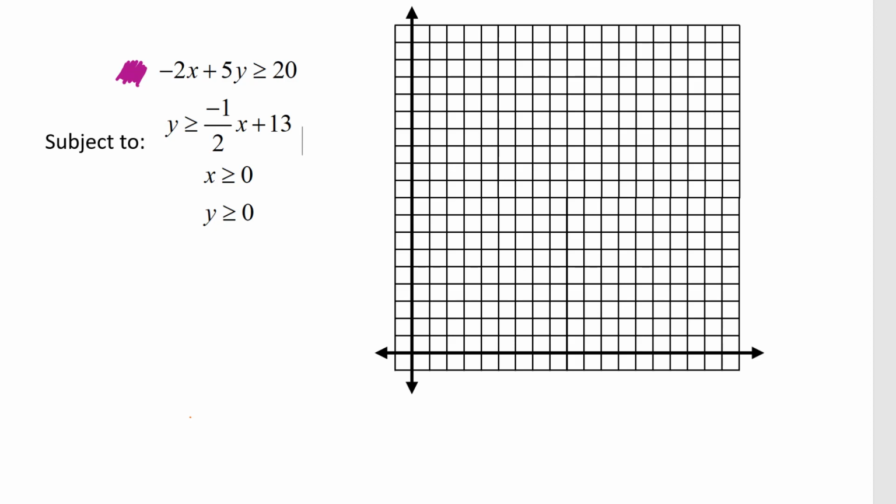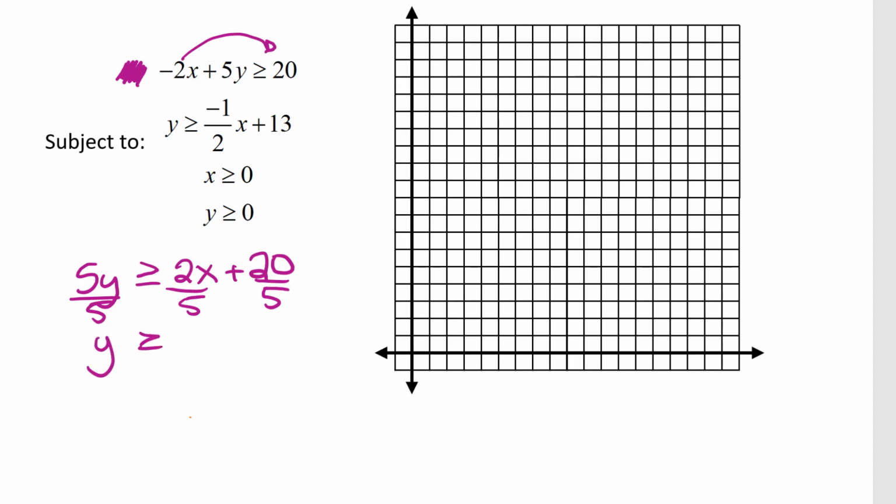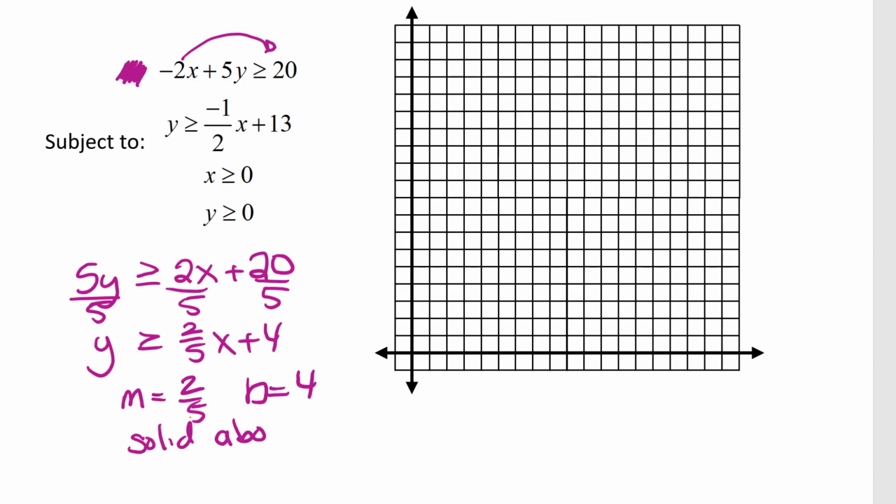So I want to solve this for y first. So I'm going to move the 2x to the other side, making it positive 2x. We get 5y is greater than or equal to 2x plus 20. Notice the inequality doesn't change because I didn't multiply or divide by a negative. So that gives me y is greater than or equal to 2/5 x plus 4. So my m is 2/5. The b is 4. I have a solid line and I'm shading above.